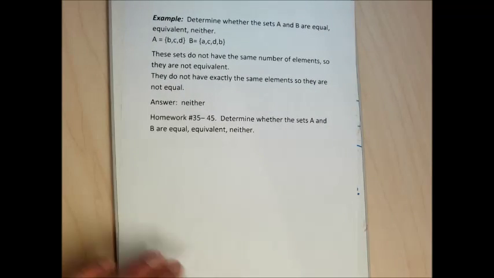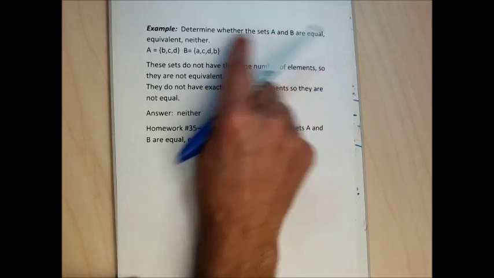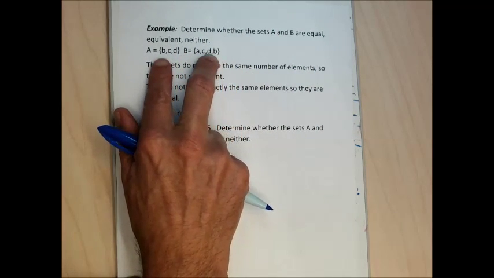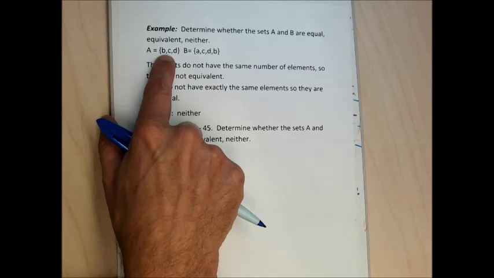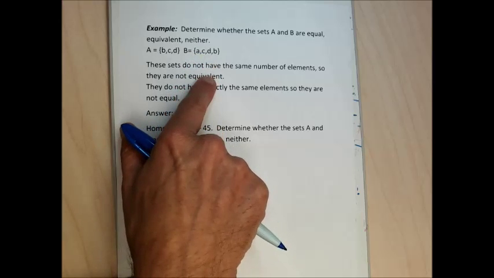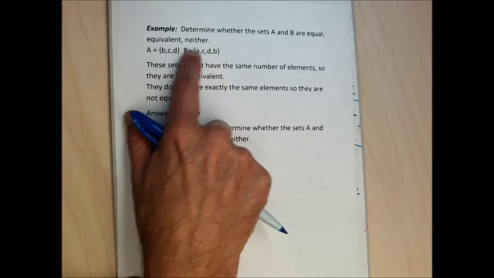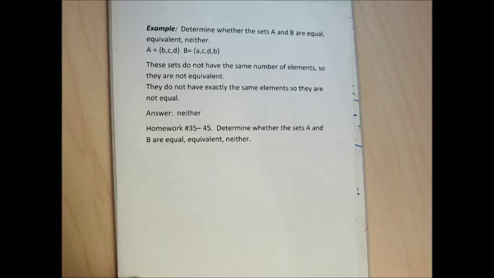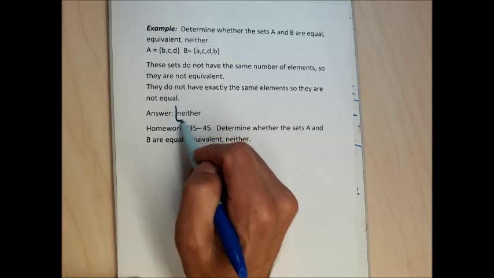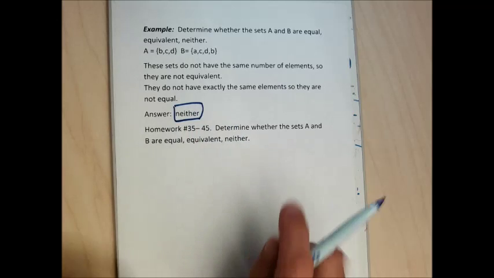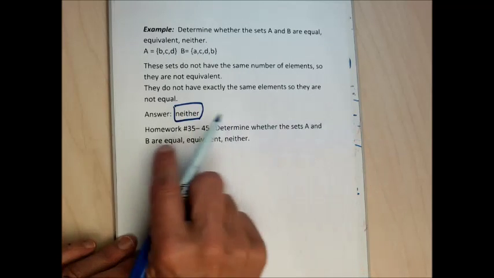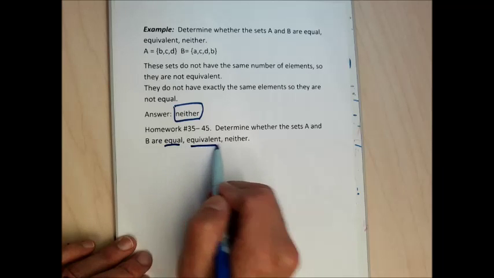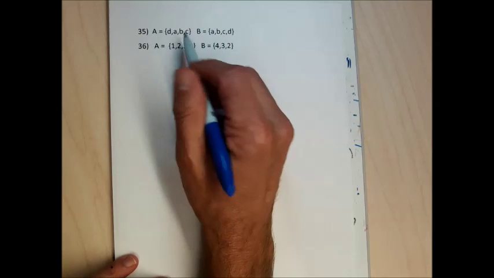Last example before we get into the homework. Are these two sets A and B equal, equivalent, or neither? They're not equivalent because they don't have the same number of elements. This has 3 elements, that has 4 elements. It makes them not equivalent. And they're not equal because there's an A in set B that's not in set A. So they don't have exactly the same elements, they're not equal. They don't have the same number of elements, so they're not equivalent. That makes these neither. The rest of the homework problems, we are going to do exactly this. We're going to be given a set A and a set B, and we have to figure out if they're equal, equivalent, or neither.